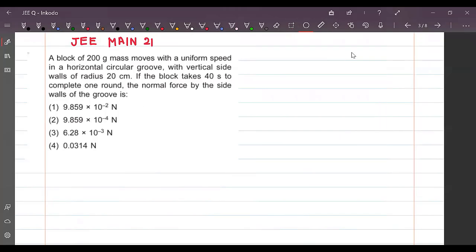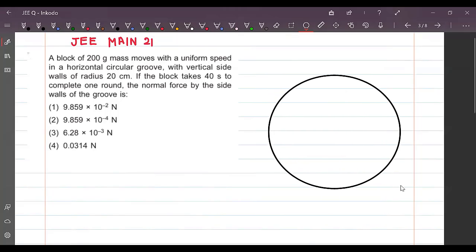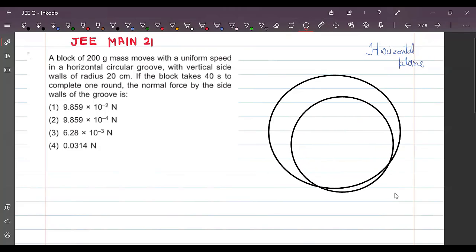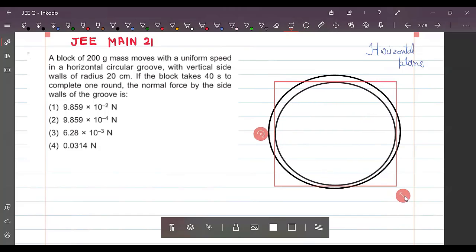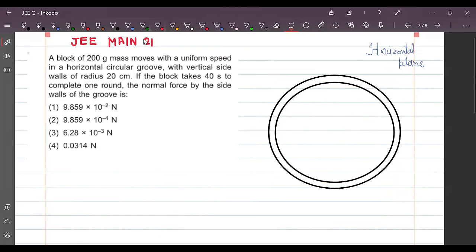So if I look from above, let us say this is the horizontal plane. And let us say we can draw the groove something like this. And inside the groove, there is a mass which is undergoing circular motion. The radius of this is given. This is the center O. Radius is 20 centimeter. Mass is given as 200 grams. And the block takes 40 seconds to complete one round.